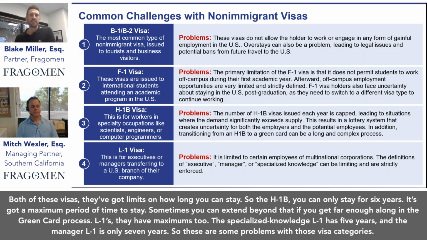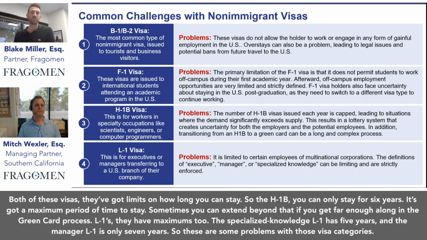Both of these visas, they've got limits on how long you can stay. So the H-1B, you can only stay for 6 years. It's got a maximum period of time to stay. Sometimes you can extend beyond that if you get far enough along in the green card process. L1s, they have maximums too. The specialized knowledge L1 has 5 years, and the manager L1 is only 7 years.